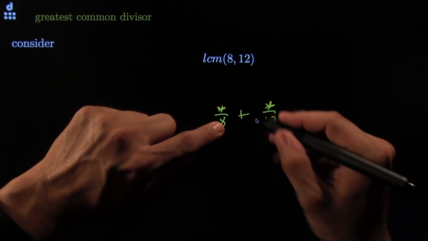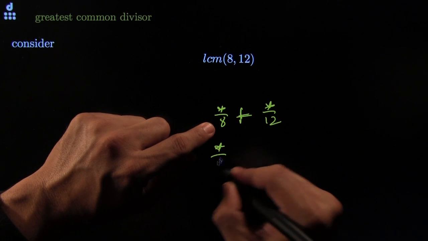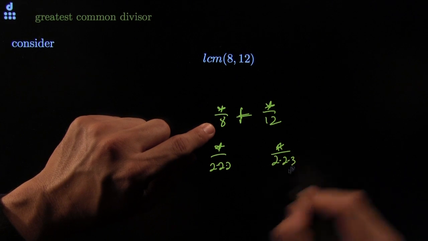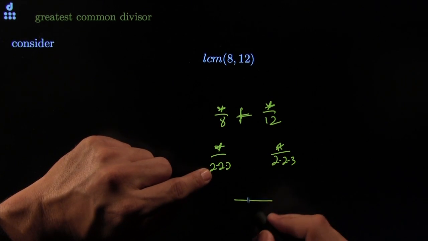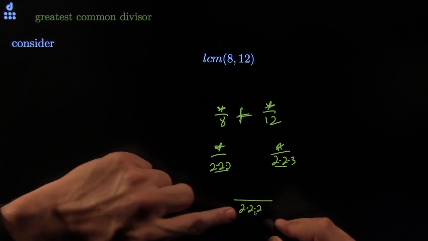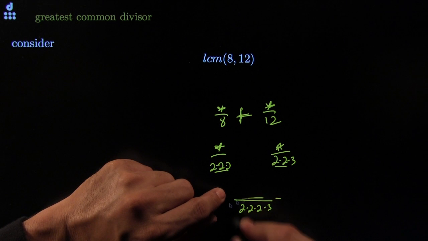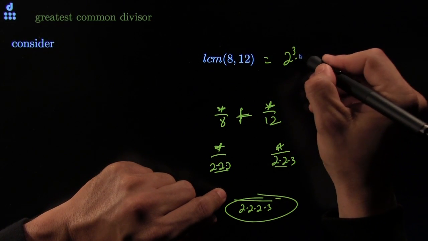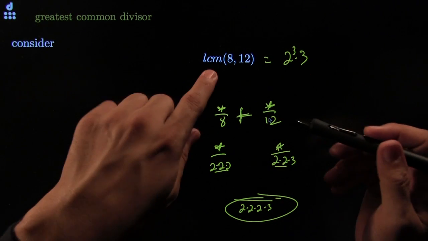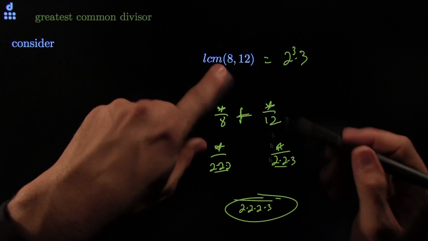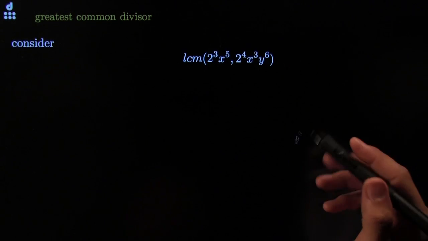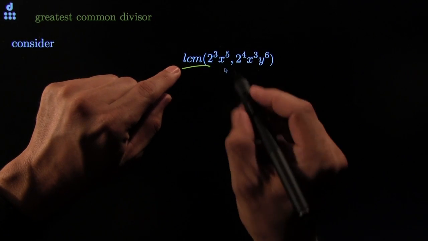LCM, you should think add fractions, and so you think this is 2, 2, 2, and this is 2, 2, 3, and you think what would they both need so that they have the common denominator? They both need 3 2's, and they both need a 3. That's your LCM right there. So the LCM is 2 to the third times 3. All this is just so if you have trouble remembering what they are, this will help you remember. Prime factorize and pretend that you were adding the fractions. Again, LCM, think add fractions.